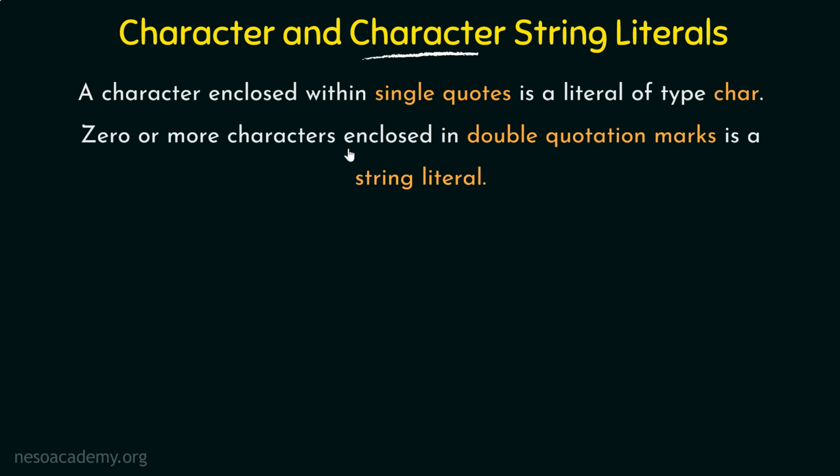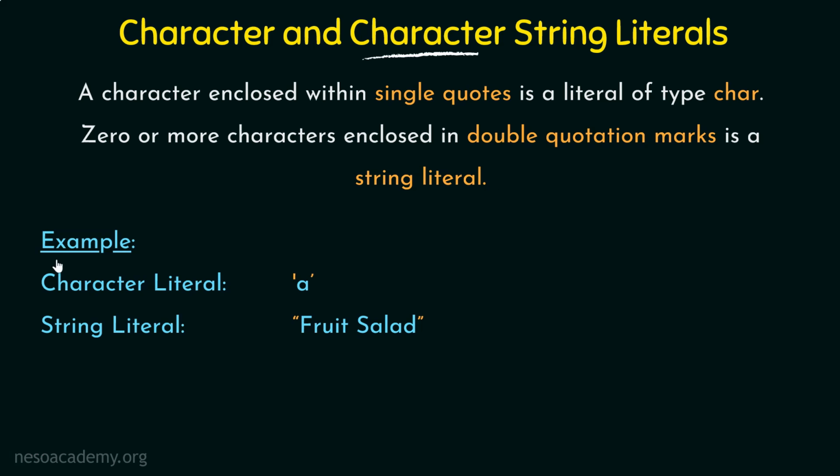Now 0 or more characters enclosed in double quotation marks is a string literal. If you are enclosing 0 or more characters within double quotes, then it is not treated as type char, but it is a string literal. Okay, let's see some examples. Here is a character literal which is A. I have a single character A enclosed within single quotes. So it just represents A. It is a character. It is of the type char.